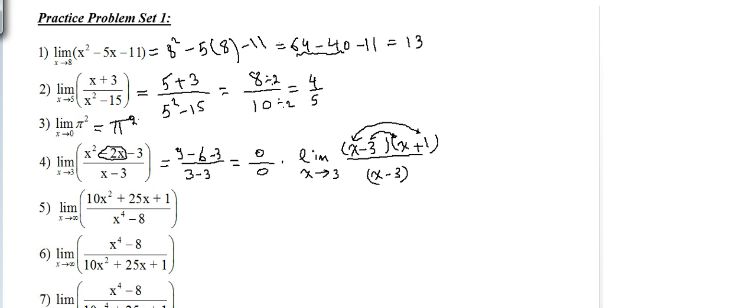So what we do is we simplify, we cancel, we divide by x minus 3, so we are going to find only the limit of x plus 1 as x approaches 3. The answer will be 3 plus 1, and that is equal to 4.